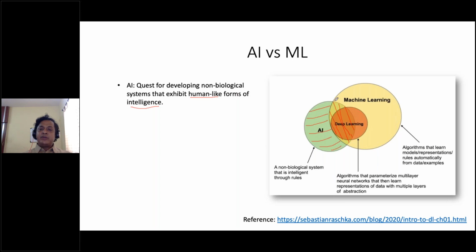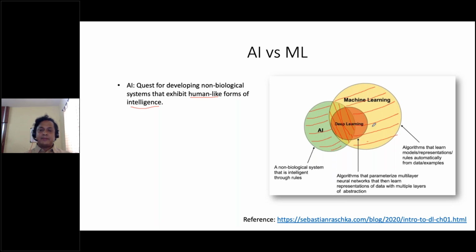And then there is a huge number of applications which probably don't generate human-like intelligence. For example, our house price prediction is not human-like intelligence. That's just another software; we are replacing a normal software. Those are the systems which are just machine learning systems.